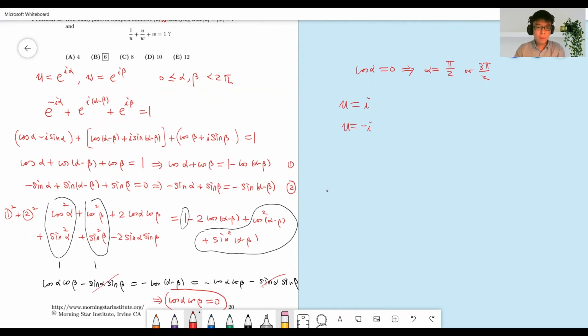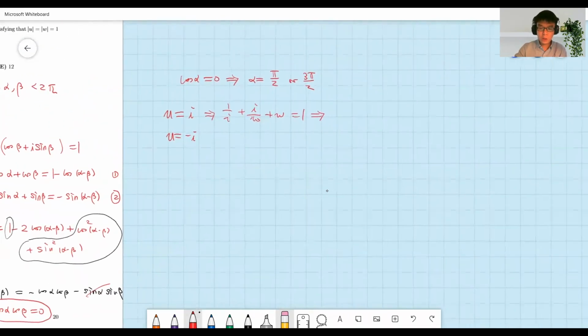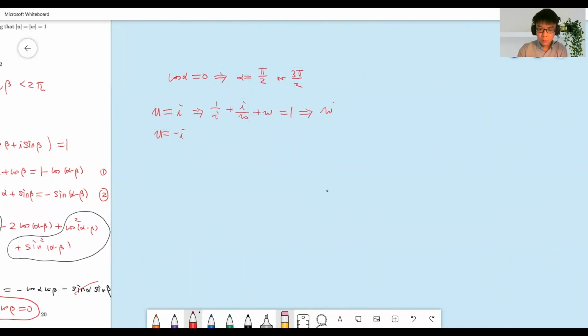Now, if u equals i, we plug into the equation. We can get 1 over i plus i over w plus w equals 1. This corresponds to a quadratic equation on w. So we have w squared minus (1 plus i) w plus i equals 0. And we can solve this by using the quadratic formula. We have w equals 1 or i.